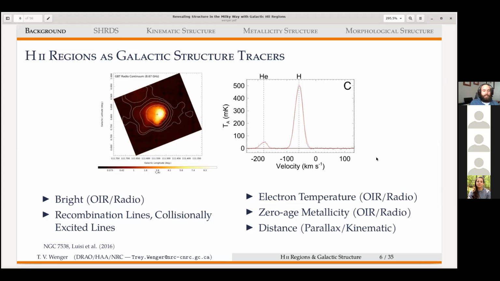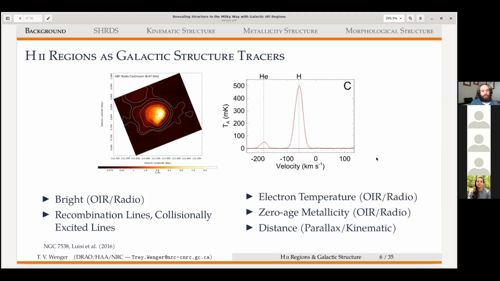Other reasons that H2 regions are great galactic structure tracers is that we can measure some of their physical properties just based off of the spectral line and radio continuum observations. I'll be talking a lot in this talk about electron temperatures and metallicity. So the electron temperature you can get just from some fundamental physics arguments from the radio recombination line to radio continuum ratio. And then because the electron temperature is empirically correlated with metallicity, since the metals are the dominant coolant in an ionized plasma, there's an empirical relationship where a more metal-rich plasma is more efficient at cooling and will thus have a lower electron temperature. We can then infer the metallicity of these objects.